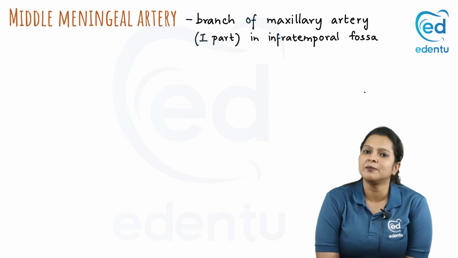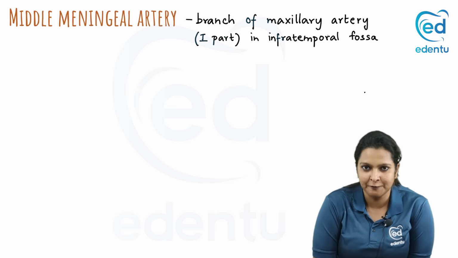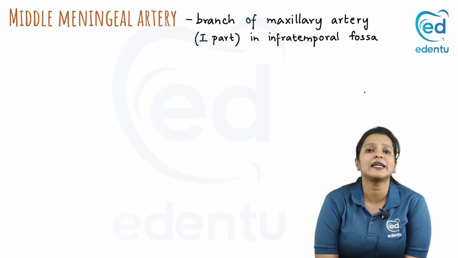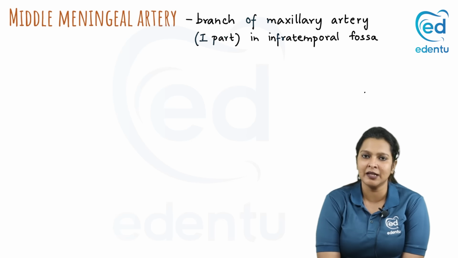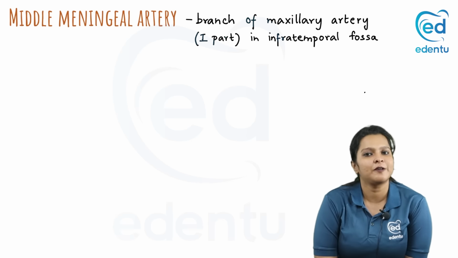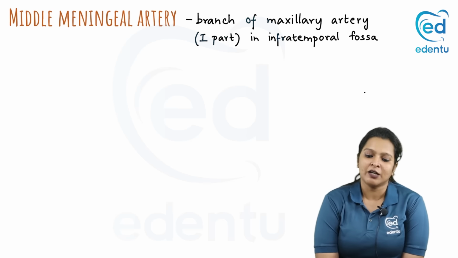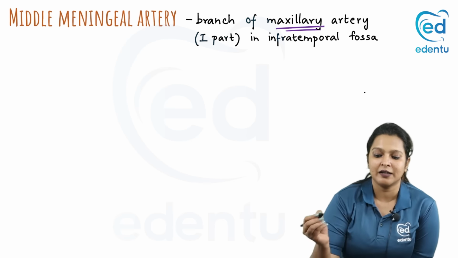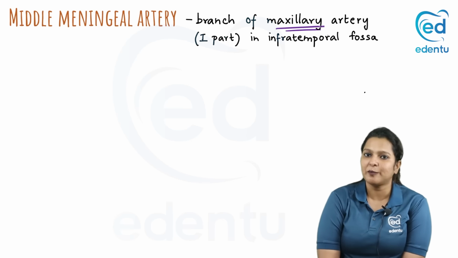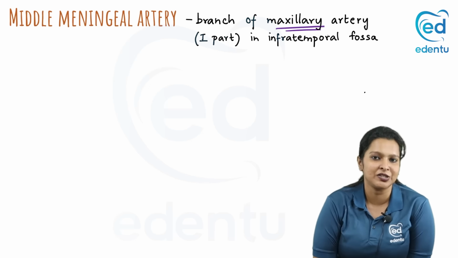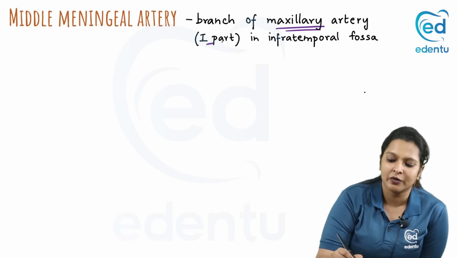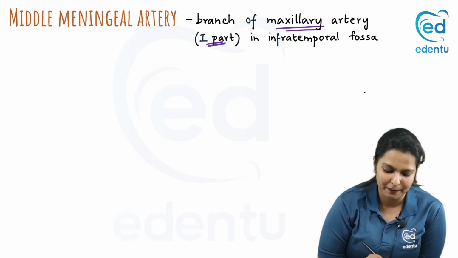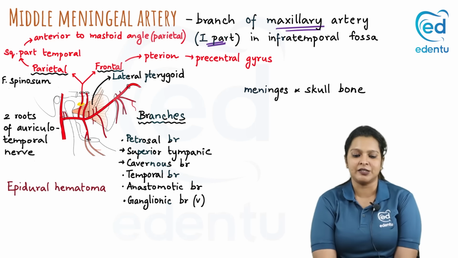The part proximal to the lateral pterygoid is called the first part. The second part lies deep to the lateral pterygoid muscle, and the third part lies further from the lateral pterygoid. Now, this maxillary artery consists of three parts, right? From the first part, the middle meningeal artery arises. Okay, it arises from the first part of the maxillary artery.